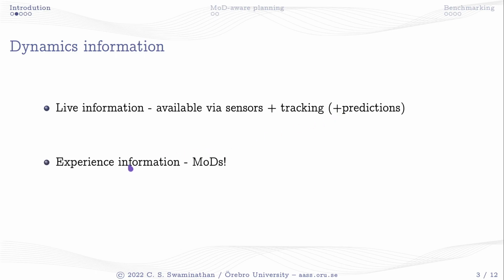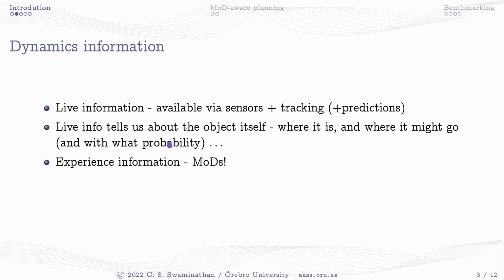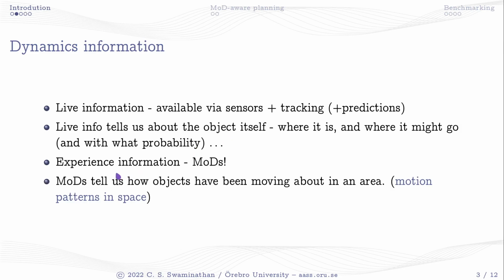Our experience information, that is MODs, is available after the robot has recorded data and has some experience of the environment itself. Live info, of course, tells us about the object itself, where it is, and where it might go. And here object might mean any dynamic entity, such as pedestrians or other dynamic vehicles. Experience information, that is MODs, tell us how objects have been moving about in an area. So it tells us the motion patterns in space.